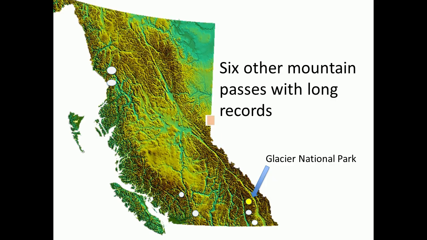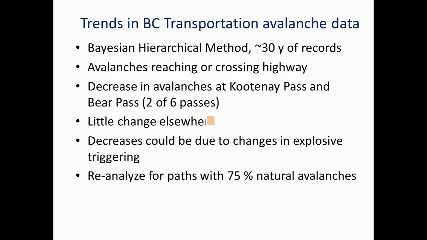Now let's look at avalanching at the 6 passes in British Columbia, which are marked with white circles on this map. Alexander Hendrikx and colleagues analyzed the data from these passes, which are managed by the BC Ministry of Transportation. Hendrikx used the Bayesian hierarchical method to analyze about 30 years of records of avalanches reaching or crossing the highway. There were no trends at 4 of the 6 passes. The other 2 passes, Bear Pass and Kootenay Pass, showed a decrease in avalanches.